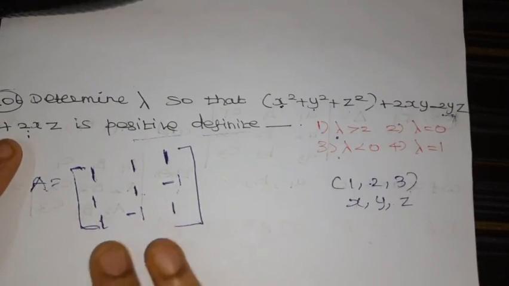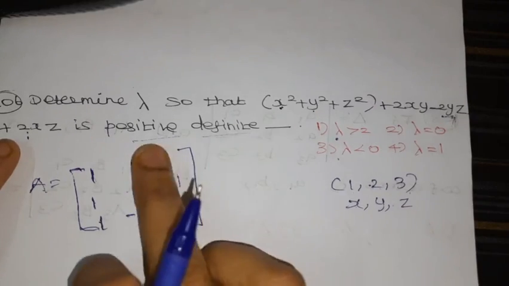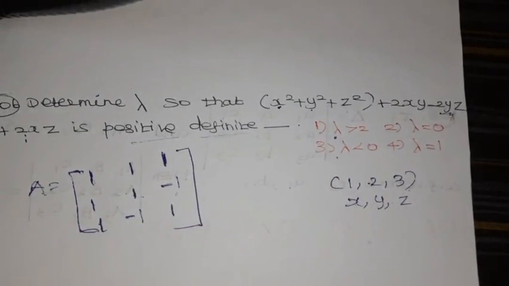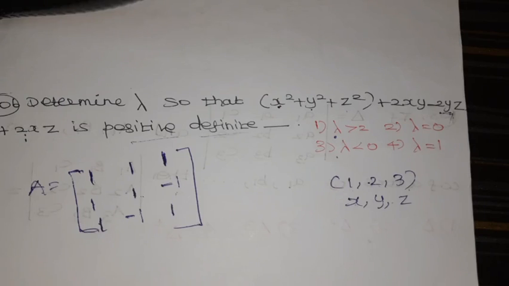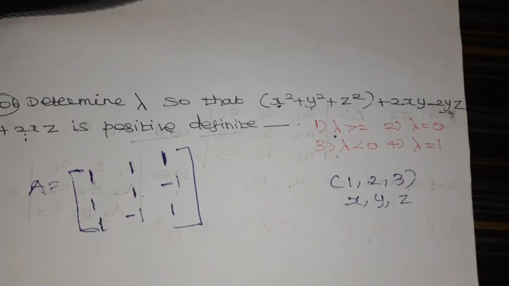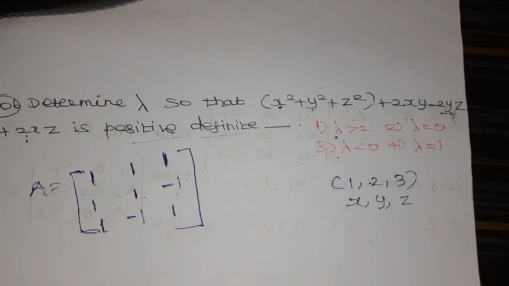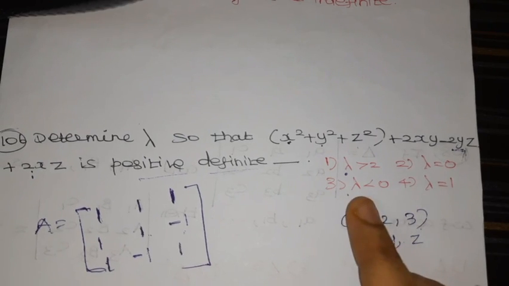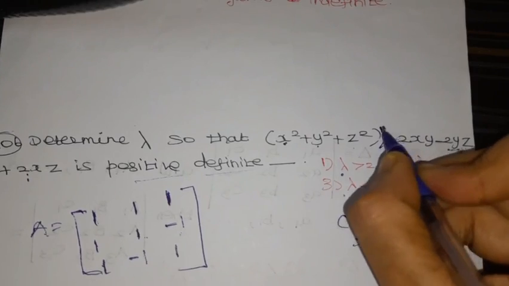This is the matrix of the quadratic form. Then what is given? Positive definite. Positive definite means we need to find out the conditions. Then what is the question? And it is also given that it is positive definite. So the lambda value, where is the lambda? Actually, I am missing the lambda here. Sorry guys.